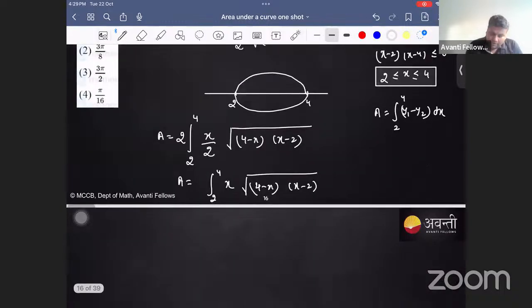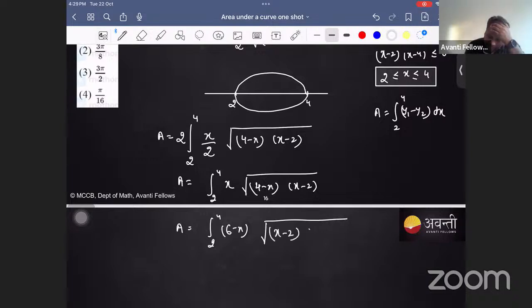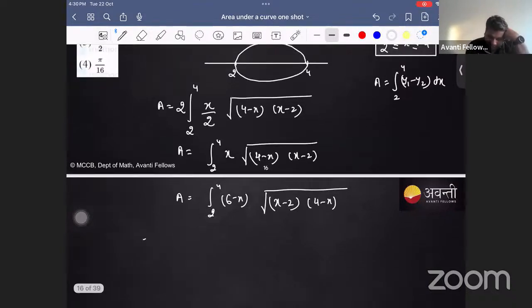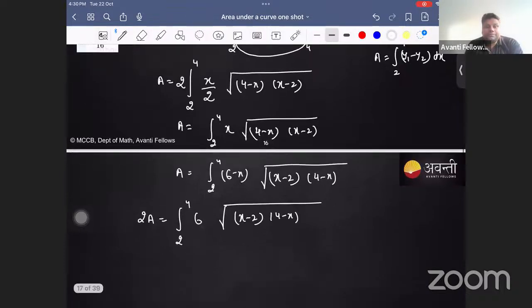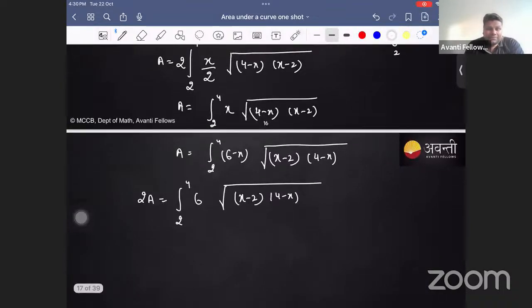Now see, the sum of the limits is 6. So if you apply that property 4, between 2 to 4, it will be (6 minus x) under root; if you do 6 minus x, it will become x minus 2 and it will become 4 minus x. Got it? Now if I add both of them, 2A will be integral 2 to 4 of 6 times under root (x minus 2)(4 minus x). Am I clear?